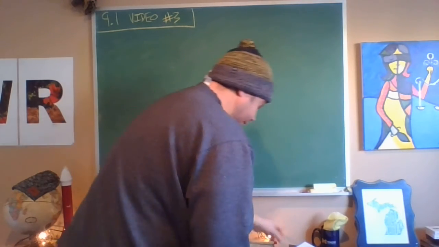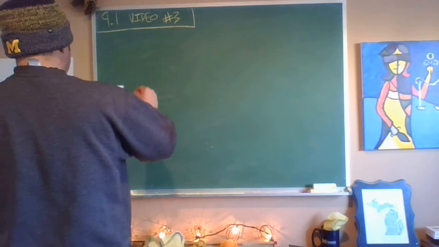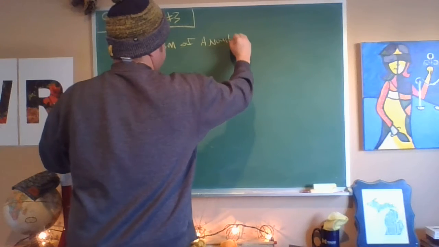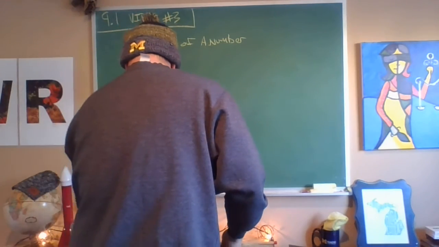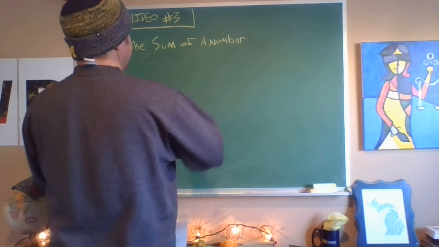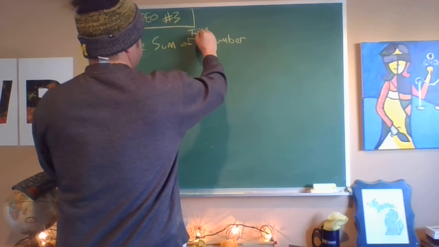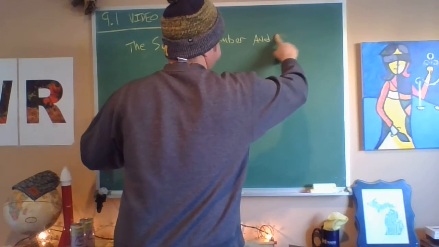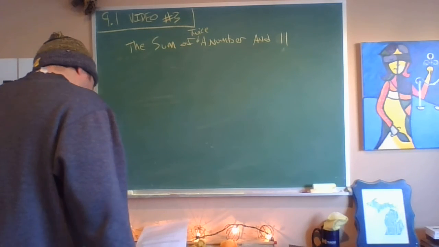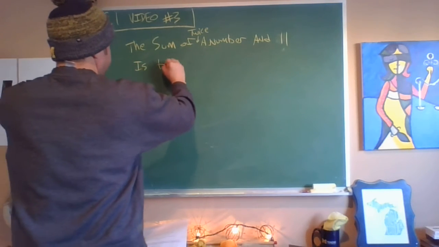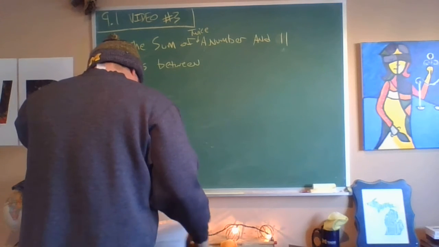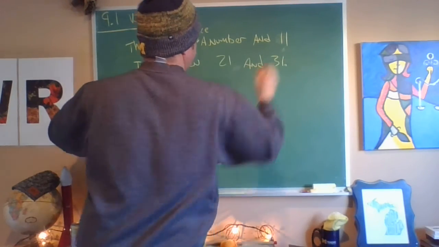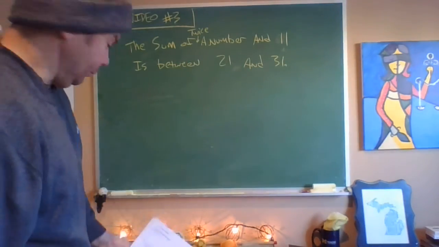What do we got? The example that we didn't do yet would be: the sum of twice a number and 11 is between 21 and 30. So that's what it says in this example right here.